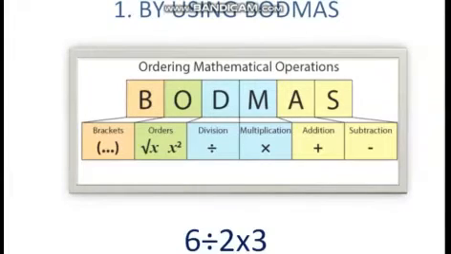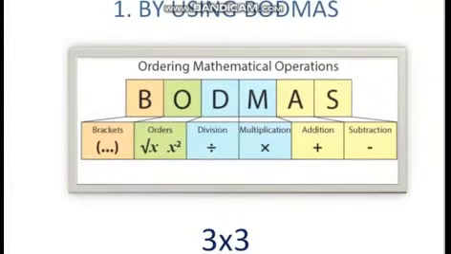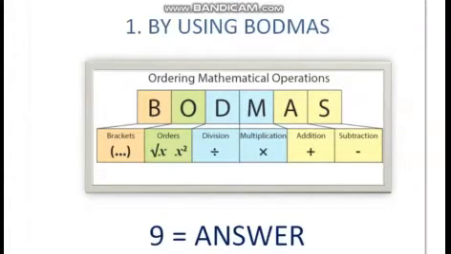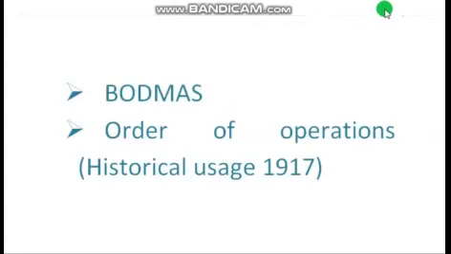6 divided by 2 is 3. So in the end we will multiply. 3 multiplied by 3 is 9. 9 is the correct answer, but as I have told you earlier, there is another answer from a historical perspective. So now we're going to see how the order of operations affects the answer.